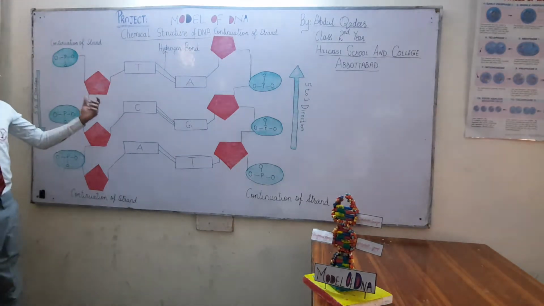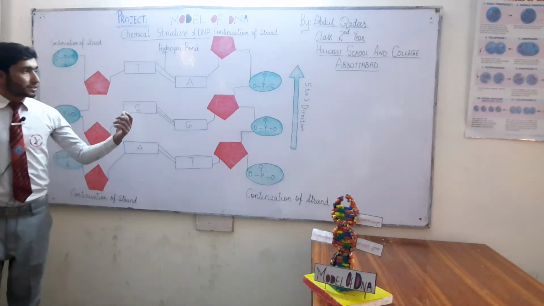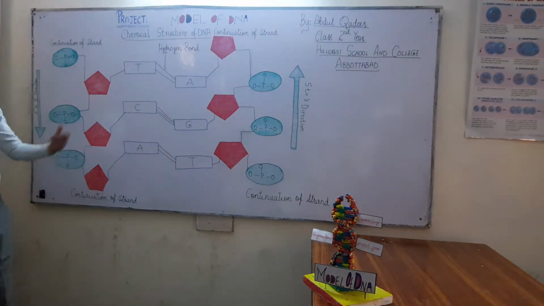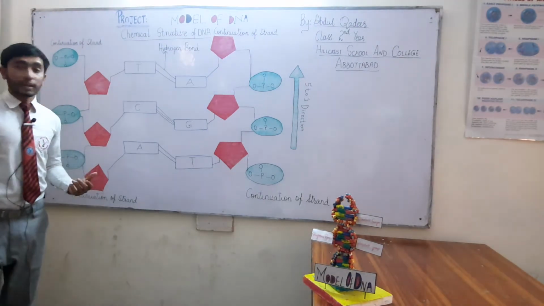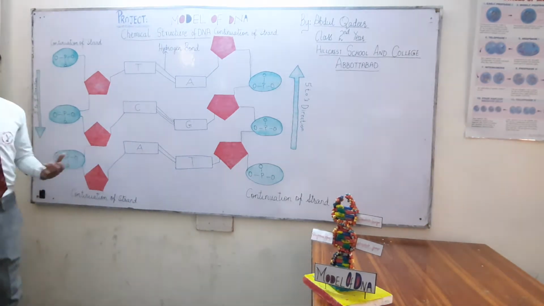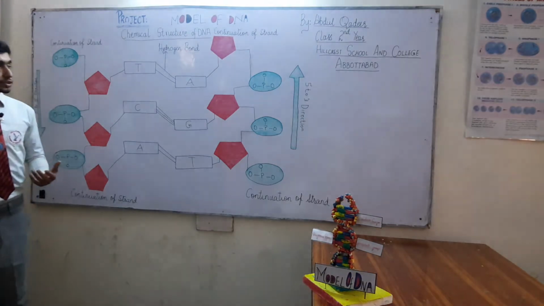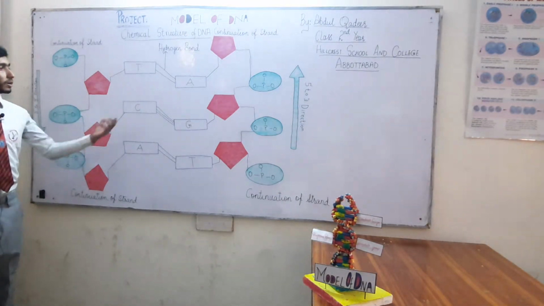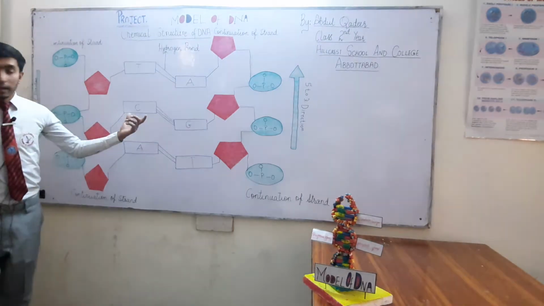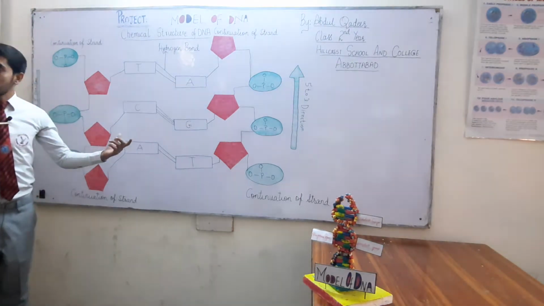The DNA molecule contains pentose sugar as deoxyribose. So, why do we call it deoxyribose? In case of DNA, in the pentose sugar, at carbon number 2, there is no oxygen. Due to the absence of oxygen, we call it deoxyribose. The DNA molecule is a polymer of deoxyribonucleotides.